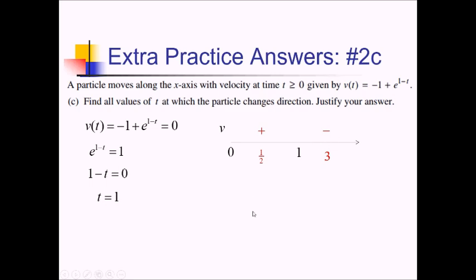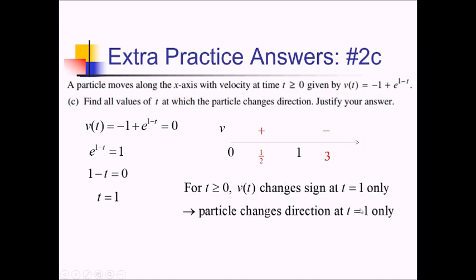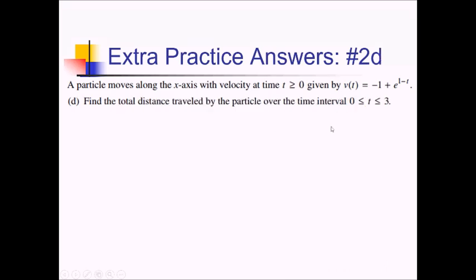So I noticed that velocity changes sign only at time equals 1. Therefore, the particle changes direction at time 1 only. For this last part of the problem, they want us to find the total distance traveled by this particle over the interval from 0 to 3. If I just took the integral from 0 to 3 of velocity, that would give me the displacement. And if I didn't have any direction changes, it would also give me the total distance. Unfortunately, as we saw back on part C of this problem, we do have a direction change at time 1.